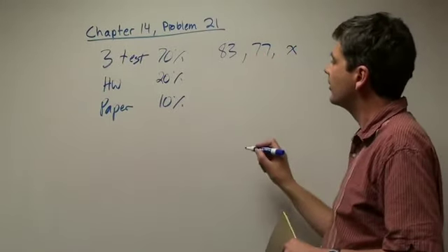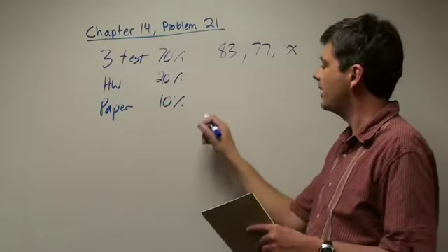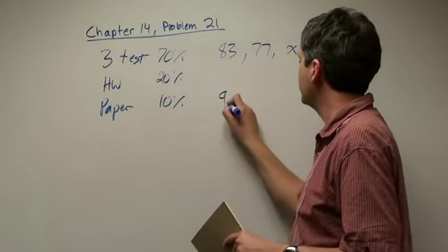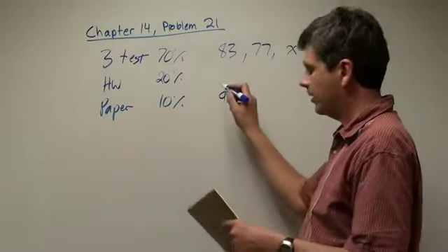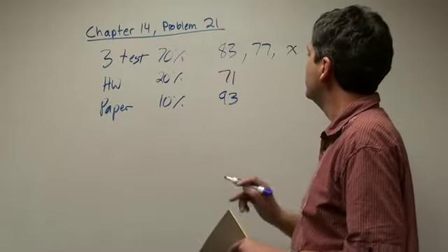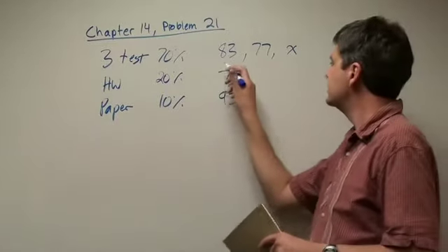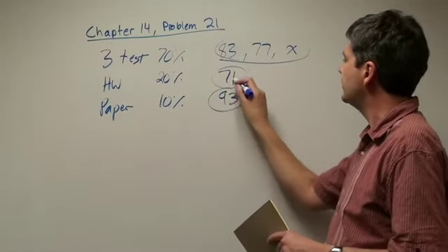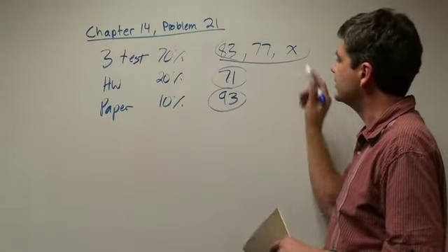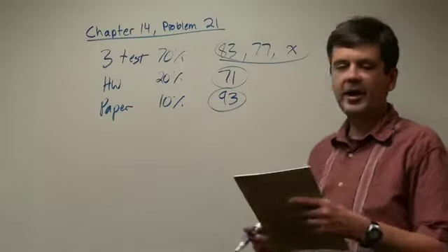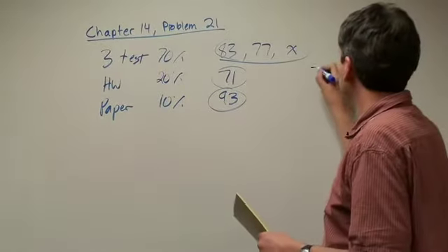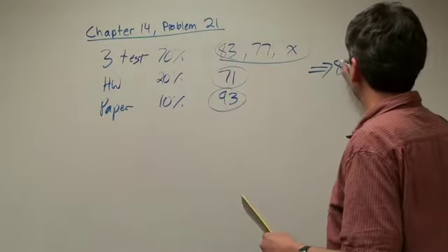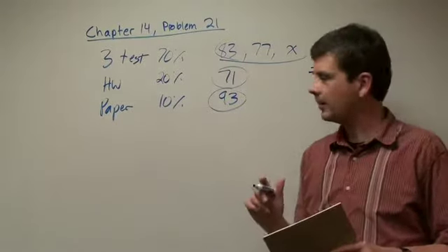Then the paper grade is a 93, and the homework grade is a 71. So we're going to do a weighted average of these 3 things: the 93, the 71, and the average of the 3 test scores. And we want that weighted average to be at least an 82. That's what we're hoping for. So that's what the problem is.